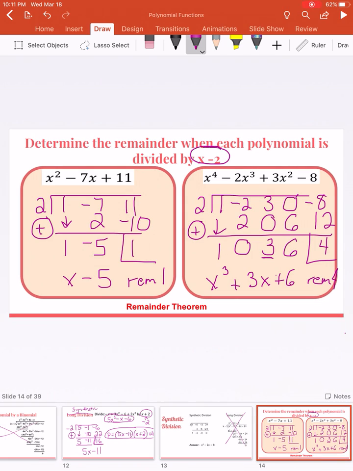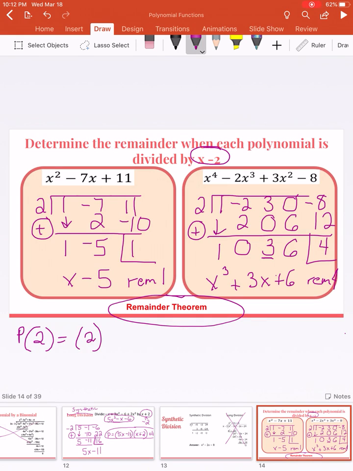So another way you can check, instead of synthetic division, and actually probably a faster way, is what we call the remainder theorem. With the remainder theorem, all you end up doing is you take the 0 of your factor, and then you just plug it into the polynomial. So the 0 of x minus 2 again is 2, and then I'm just going to plug it into my polynomial.